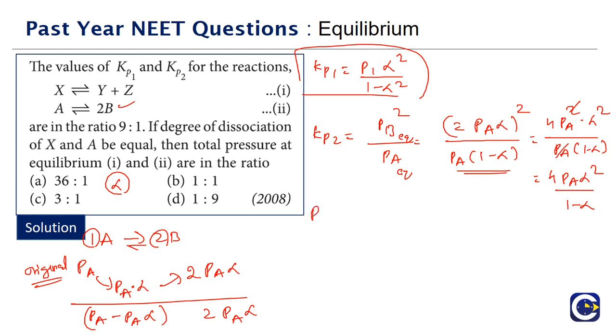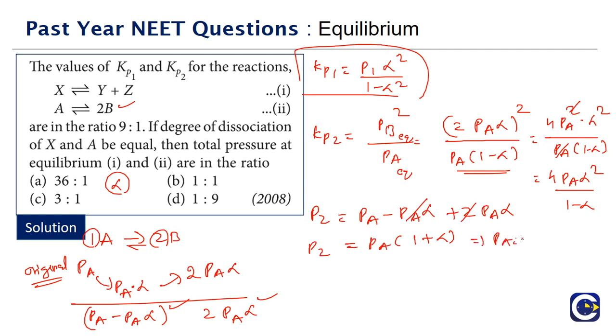So if P2 is the total pressure of the second reaction at equilibrium, that is going to be this value plus this value. If you add both of them, Pa minus Pa into alpha plus 2 times Pa into alpha. So one Pa into alpha will be cancelled, minus and plus. What is the total value? P2 is equal to Pa into 1 plus alpha. Means Pa value is equal to P2 by 1 plus alpha.